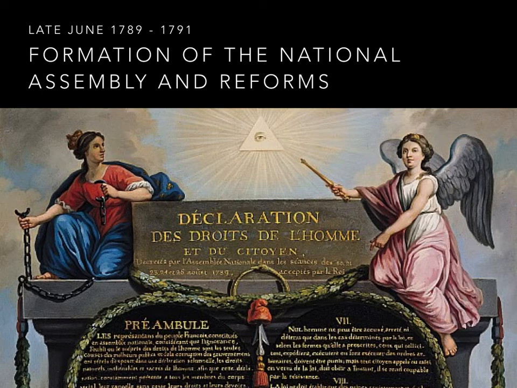So some of the new changes that the National Assembly makes, they say that there are no more estates, so there's no more division in society. There's no more First Estate, Second Estate, or Third Estate, everyone is equal. The old church lands are taken over. A new money was introduced, but it ends up causing horrible inflation.